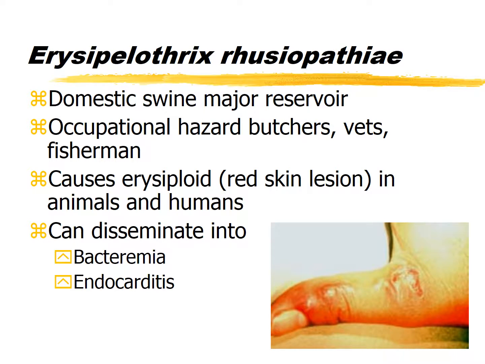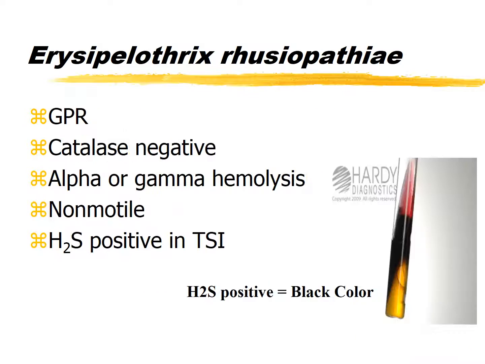Erysipelothrix comes from a domestic swine as a major reservoir. It's an occupational hazard of butchers, vets, and fishermen. It causes erysipeloid, which is a red skin lesion in animals and humans, and this can disseminate into endocarditis and bacteremia. Erysipelothrix is a gram-positive rod. They're catalase negative. They can be alpha or gamma hemolytic. They're non-motile, and they produce H2S on a TSI slant.